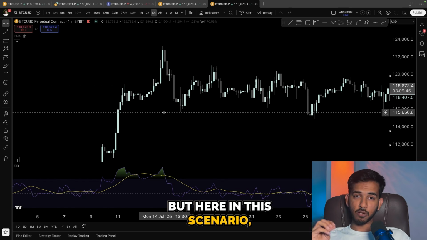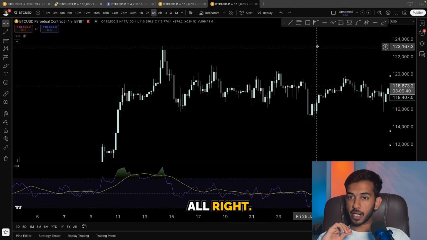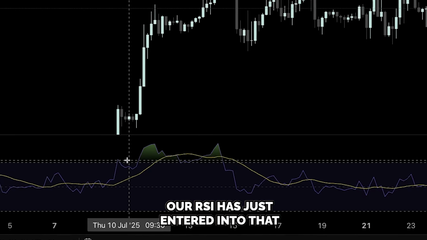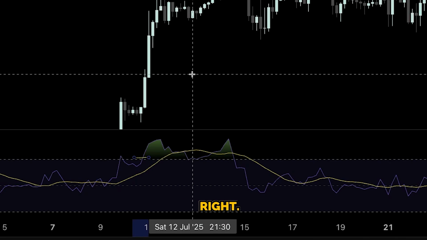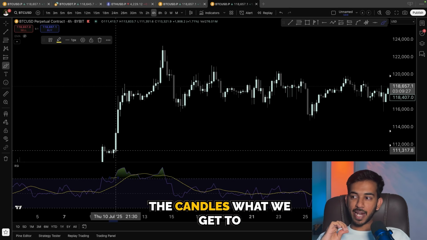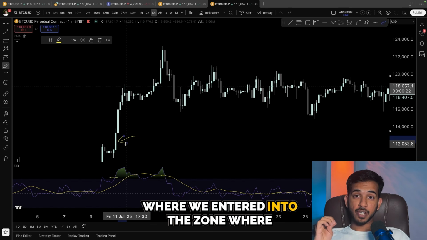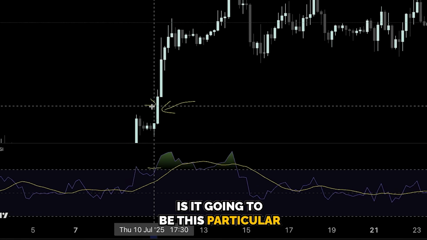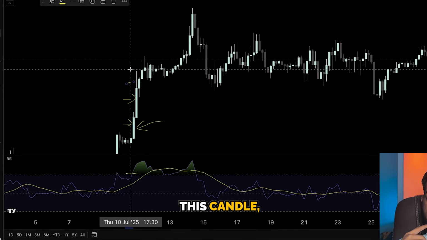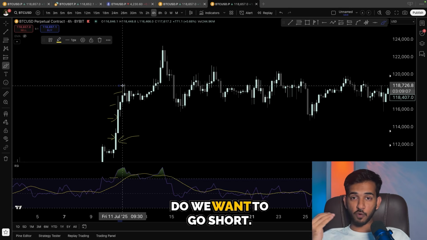But here in this scenario, let's try to copy that rule in the most textbook style possible. Here what we see is our RSI has just entered that particular zone where we want to sell, right? But if we match it with the candles, this was the particular candle where we entered the zone where we wanted to sell. But where are we actually going to sell? Is it going to be this particular candle? Is it going to be this candle, this candle, this candle, or this candle? I mean, we have no clear direction. We have no clear idea where we want to sell or where we want to go short.